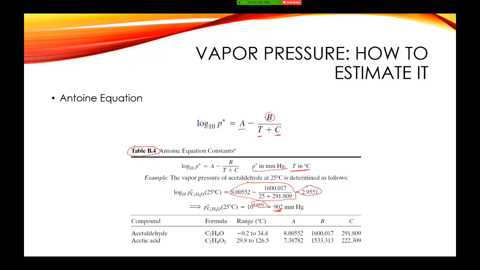Some important things that I told you: you have to pay attention to the range where those coefficients A, B, and C work, right? If you are outside of that range, the errors are going to be very high, okay? More than 20%, 15%, and so on. The Antoine equation is not the best way to estimate vapor pressure, but you have an error of around 5% or something like that.